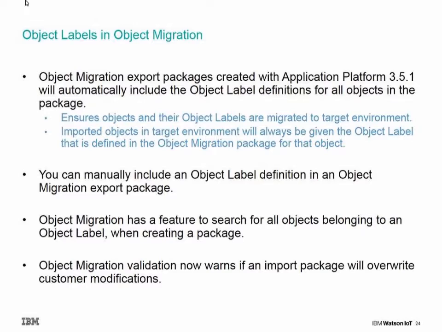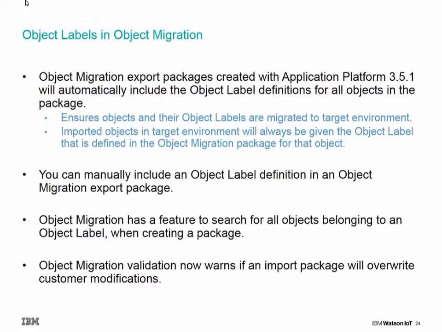Object labels in object migration. There are a few new features added to object migration that are related to object labels. Object migration packages will automatically include the object label definition for each object in the package. This ensures objects and their object labels are correctly migrated to target environments.